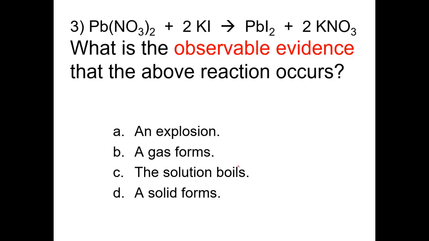So sometimes you get asked about observable evidence, and here we have been given a reaction, and what you know is this is soluble, and this is soluble, and this is soluble, and this is not on our soluble list, so this is probably going to make a solid. And these are the kinds of things that you'll get asked about when you're talking about observable evidence. But here, you are forming a solid or a precipitate, the lead iodide.